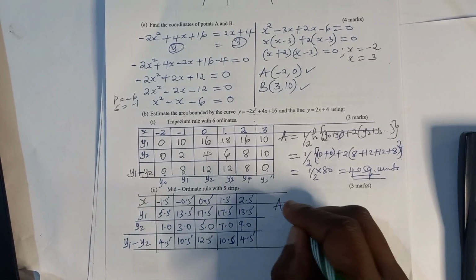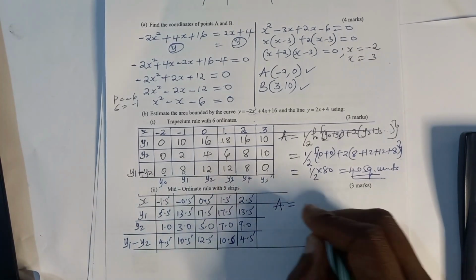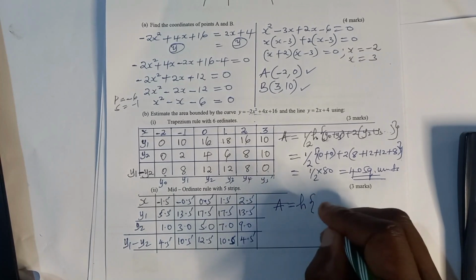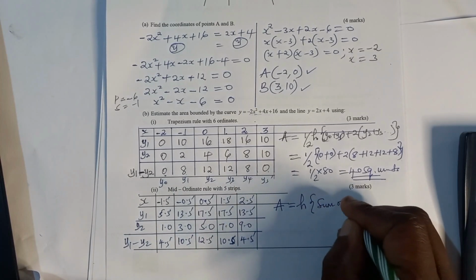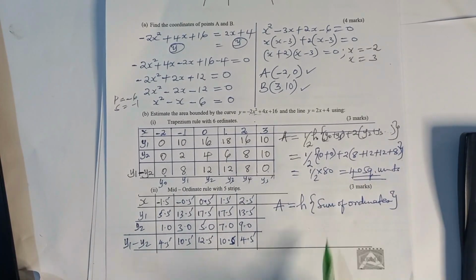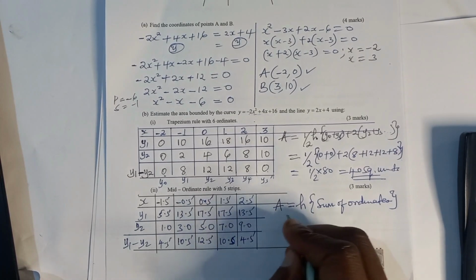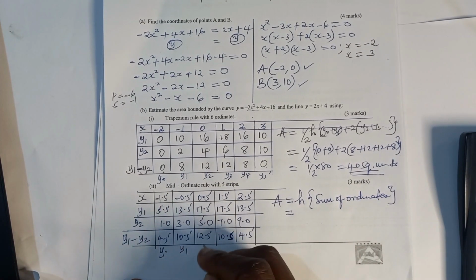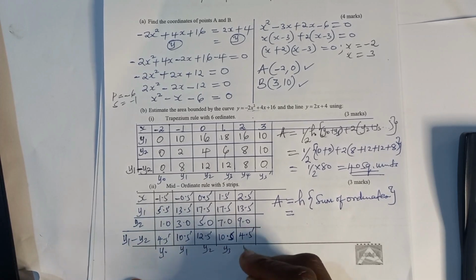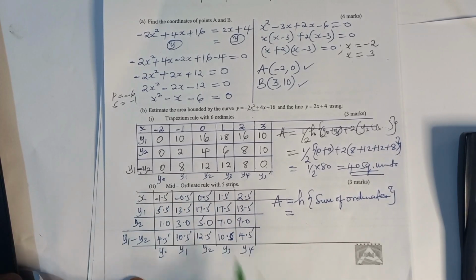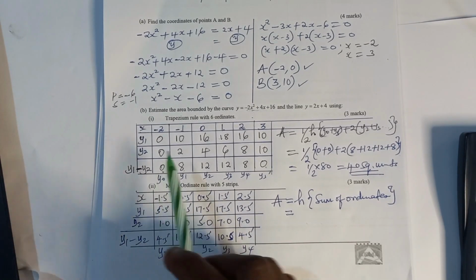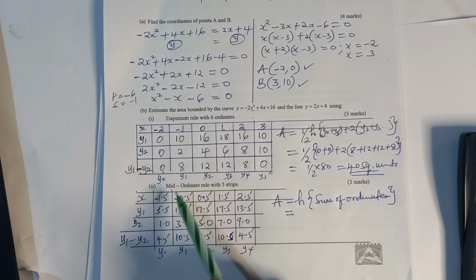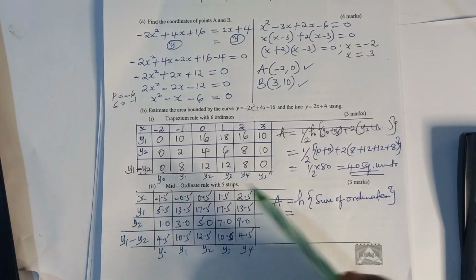Now after getting that, we use the mid-ordinate rule. This is how we use it. Area is equal to height multiplied by the sum of the ordinates. So the ordinates are here: y0, y1, y2, y3, y4. The height is the height of these strips here from negative 1.5 to 0.5.